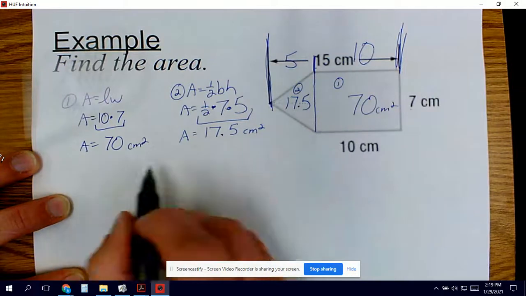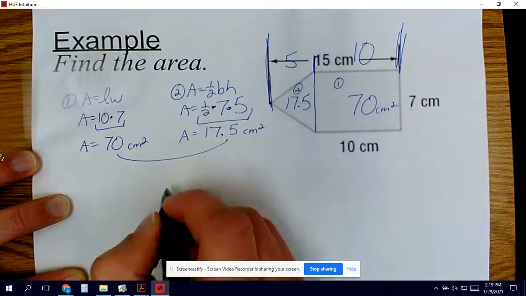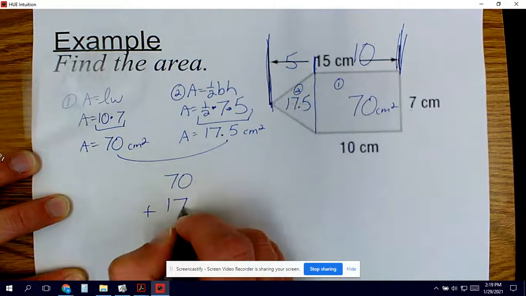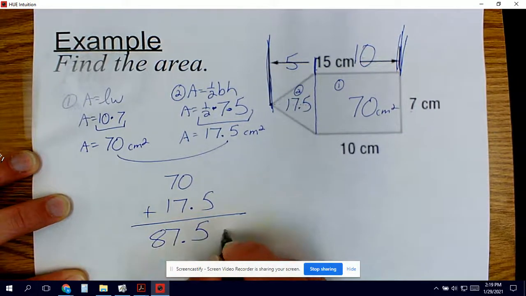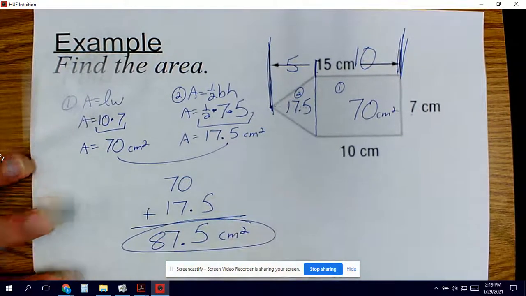And now we want to get the total area of the polygon, so let's combine these. 70 plus 17.5 gives us a total area of 87.5 square centimeters.